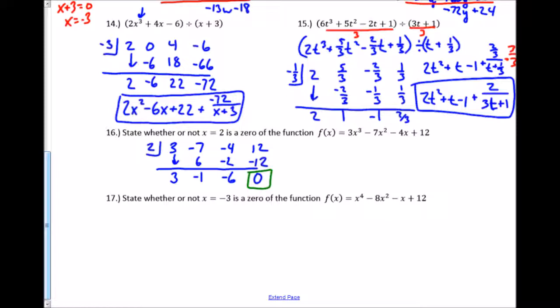Remember, when I evaluate this thing through synthetic division, the remainder is my evaluation. So if I get a 0 here, it means that, yes, this thing is a solution. It is a 0 of the function. Okay? Then I'm testing the same thing with a -3 in a different function.